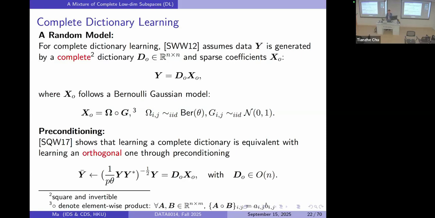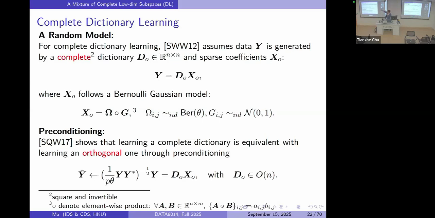Turns out this can be simplified. D can be an arbitrary matrix as long as it's invertible. It doesn't have to have any structure. Turns out with a little bit of preconditioning, where I transform the data using the data process itself, I can assume D becomes orthogonal.